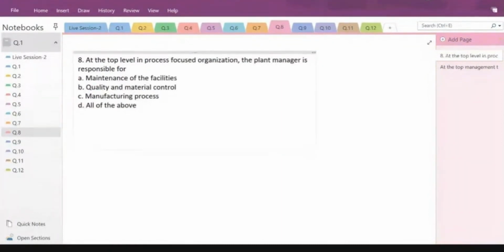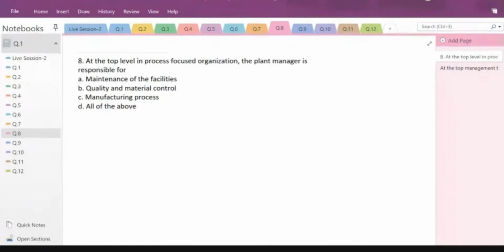So, the next question is, at the top level in a process focused organization, the plant manager is responsible for which of the following? Yes, D is the correct answer.